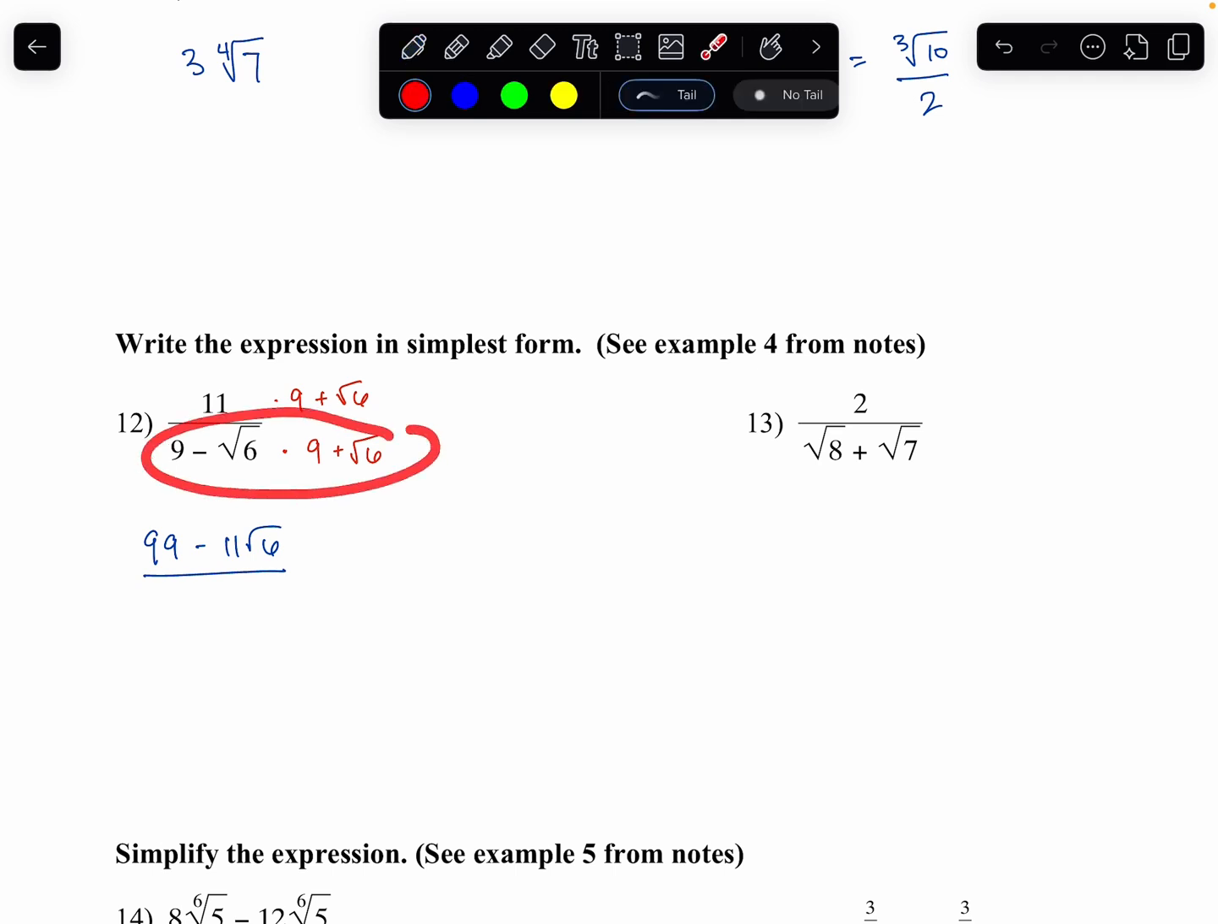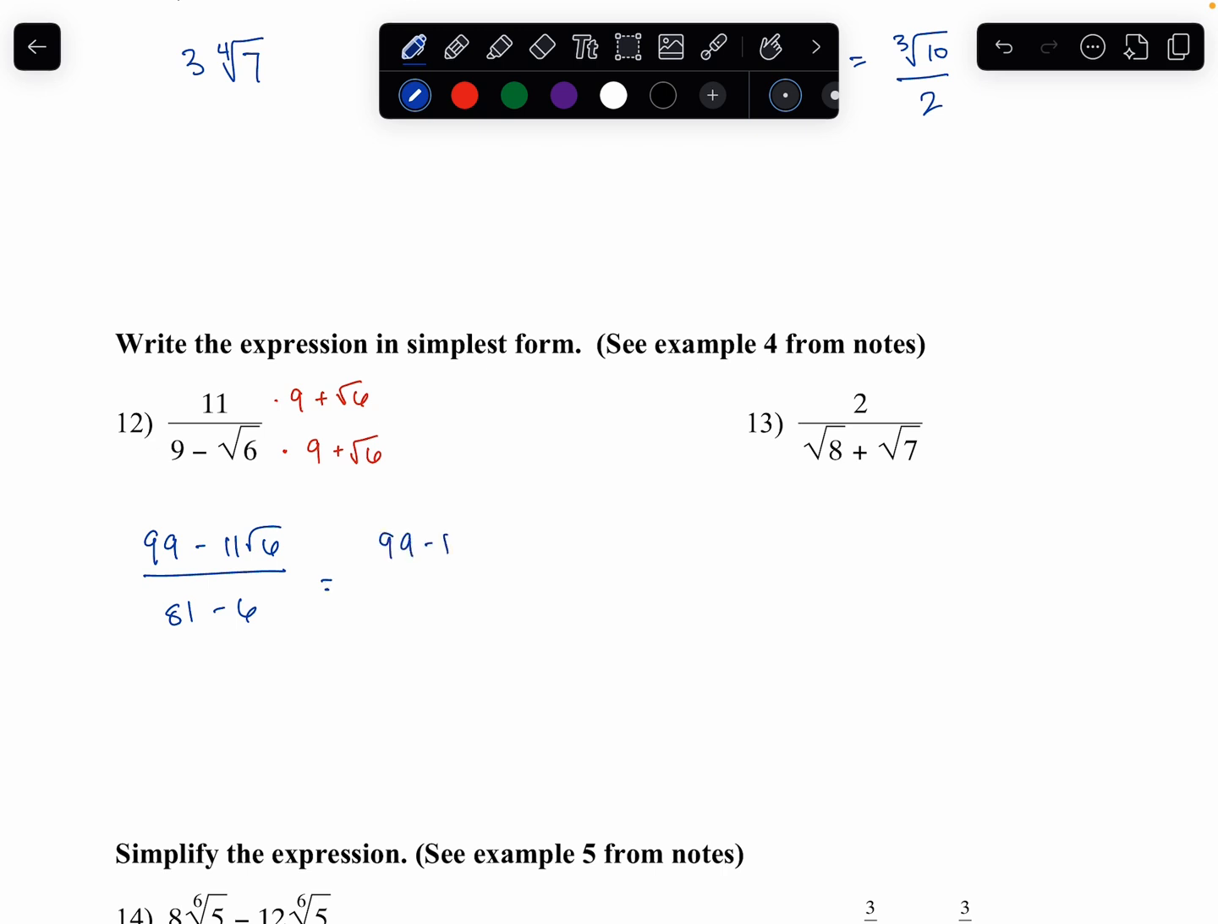Now, whenever I do the denominator, 9 times 9 is going to be 81. Whenever I multiply the outer and inner terms, they're going to cancel whenever you combine them. So I don't really care to do that part. And then when I multiply these together, negative square root of 6 times positive square root of 6, that becomes minus 6. So then the numerator, I still have 99 minus 11 square root of 6, all over 75. And now there's no radical in the denominator. So this is just using a method called multiplying by the conjugate.